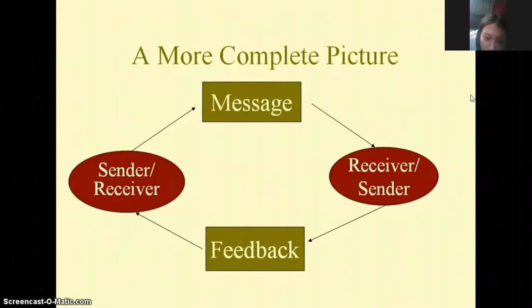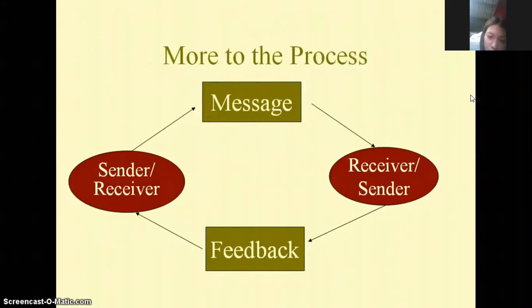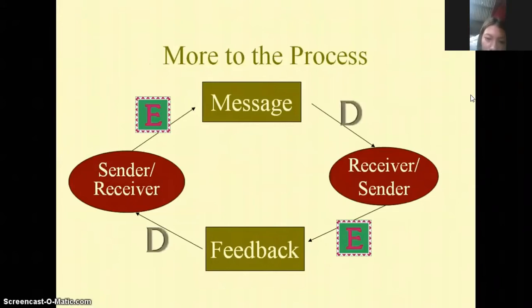Now it's not always that simple, and it doesn't always work as smoothly. There's more to the process. The sender needs to encode their message. The sender-receiver encodes their message, and the receiver-sender encodes their feedback. When I choose to say hello or smile, I need to encode it in such a way that it is very likely it will be received correctly. Also, though, on the receiver end, the sender-receiver and the receiver-sender as well, they need to be able to decode that message correctly as well.